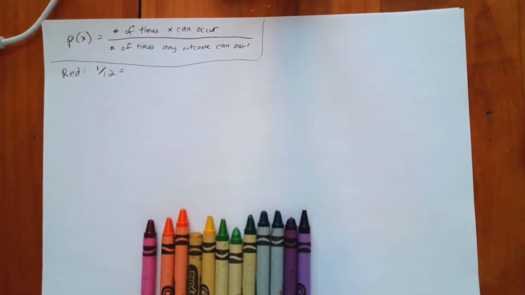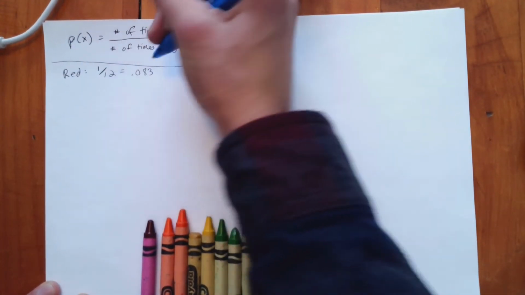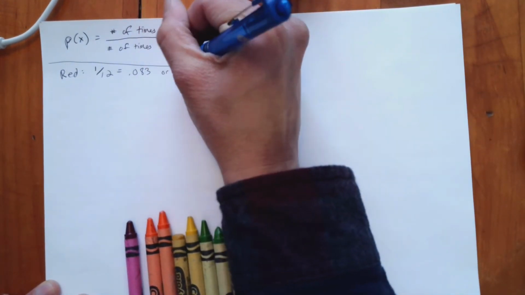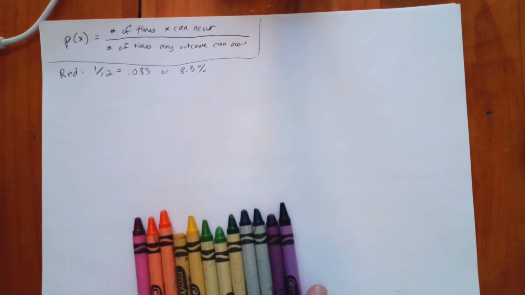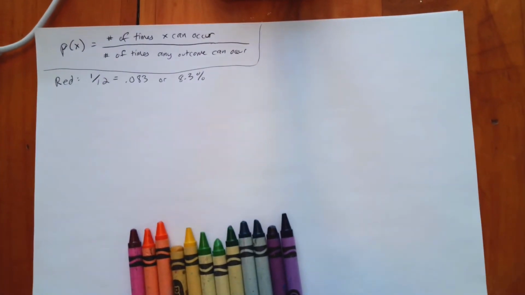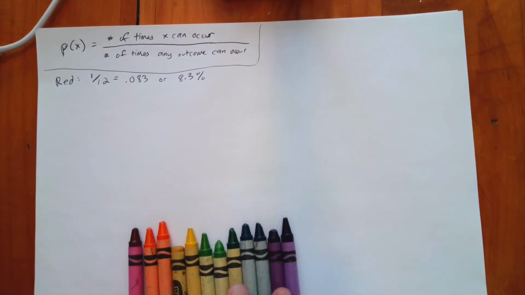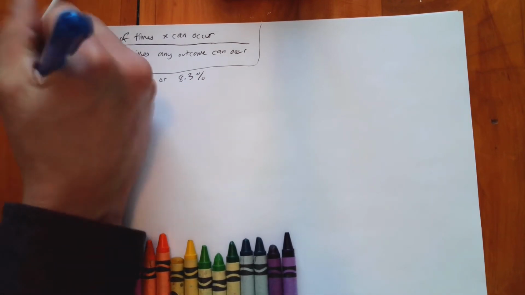If you do this math, it comes out to 0.083, or 8.3%. So we'd say that if we jumbled up all these crayons, put them back in the crayon pot, we would have a probability of 8.3% of grabbing a red crayon. And so I'm going to go through a little bit more quickly now and write out the probabilities for each of these. So our next color is orange.